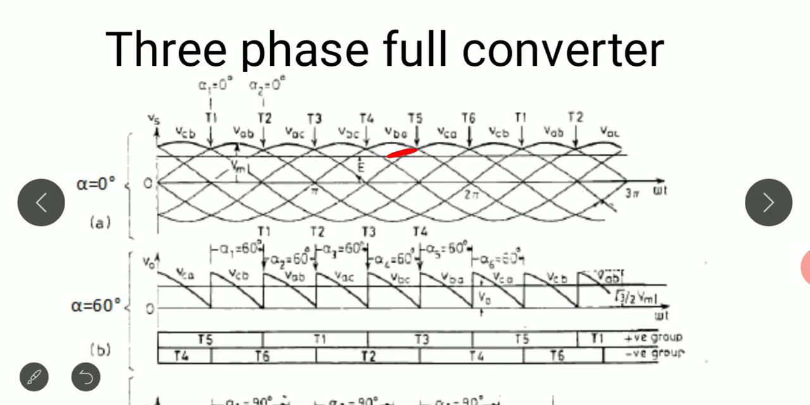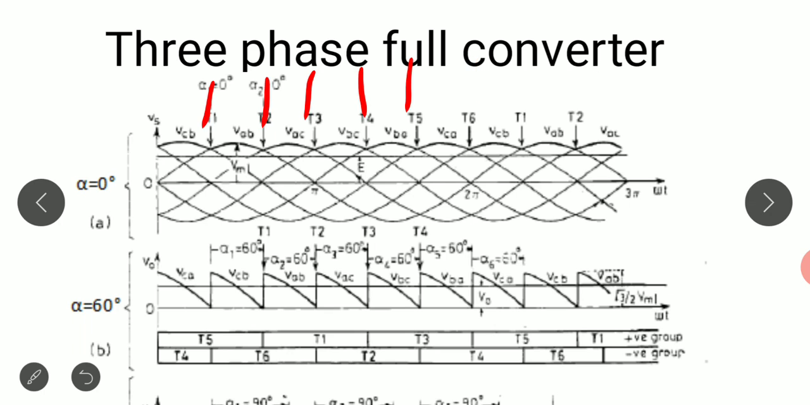VBA voltage and VBC voltage, that means this duration. So here thyristor T3 can be triggered and it can conduct for a duration of 120 degree. So we have easily analyzed that T1 can be triggered at this instant, T2 can be triggered at this instant, T3 can be triggered at this instant. Similarly, T4, T5 and T6 can be triggered at this instant.